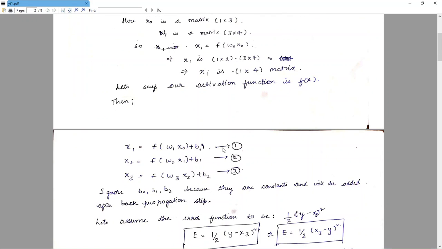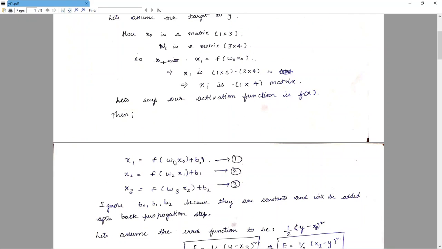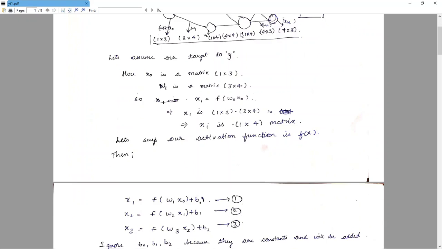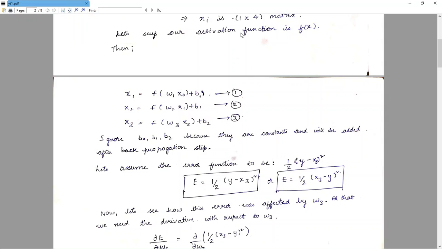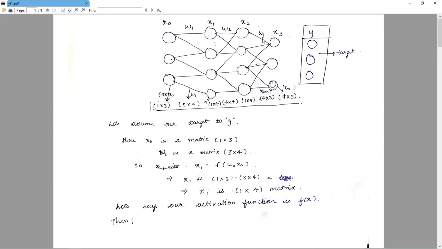Then you should remember this clearly. x1 equals f of x0 w1, and x2 equals f of the same thing. You know this, right? If you don't know this, you should go back and see other tutorials. This is purely the actual back propagation, how these weight matrices are updated. This video is about that.